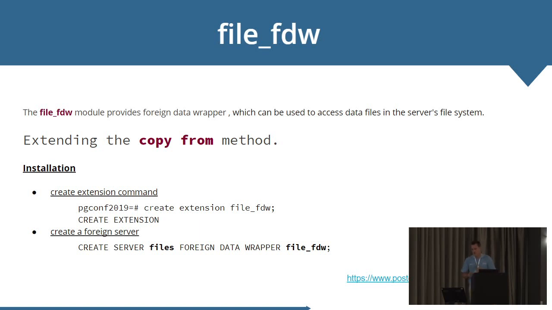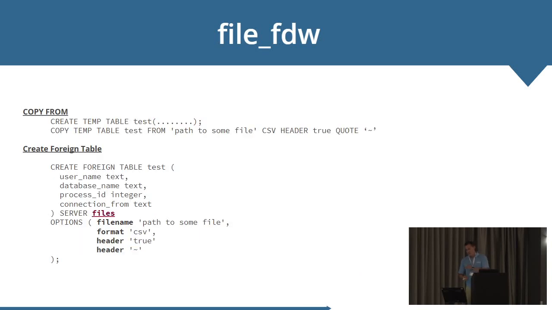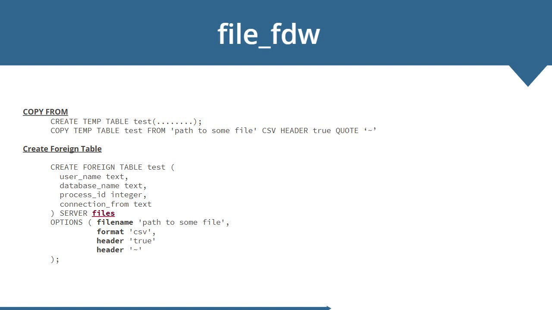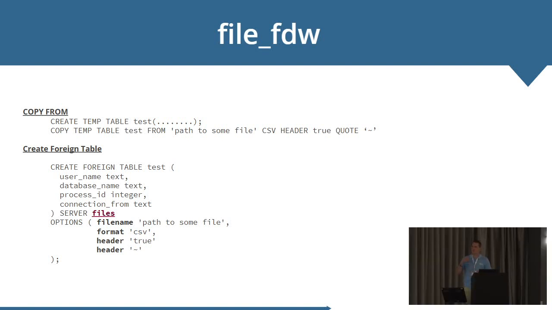And then you would say CREATE SERVER. You would only have to do this once per database, using your file_fdw foreign data wrapper type. This just gives you a little bit more structure. At the top you would see your normal COPY FROM method. Usually we would create a temporary table or a static table, COPY temp table test FROM the path to some file, and do your options: the file name, header, format, delimiter, quotes, all the extra options that you have at your disposal with a COPY FROM.